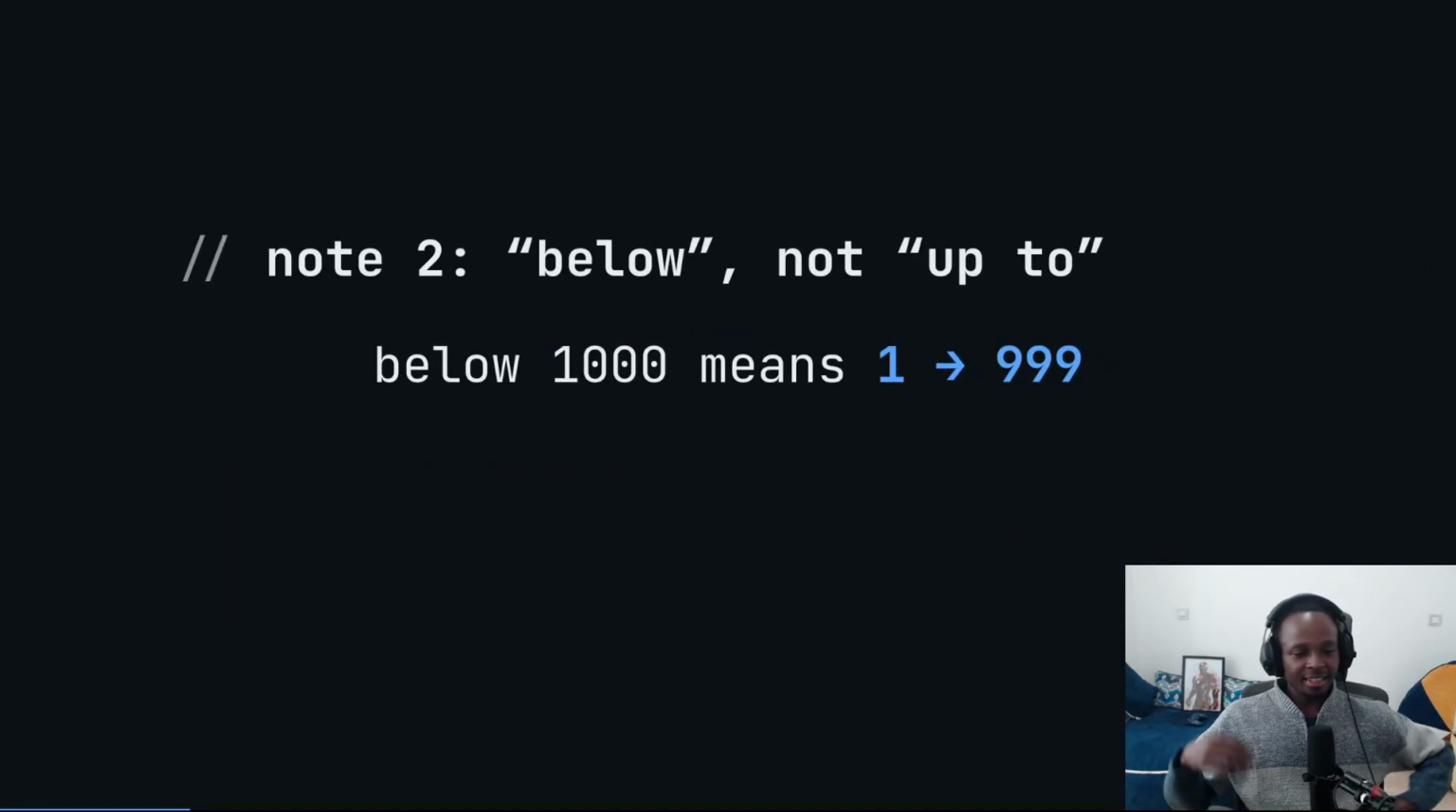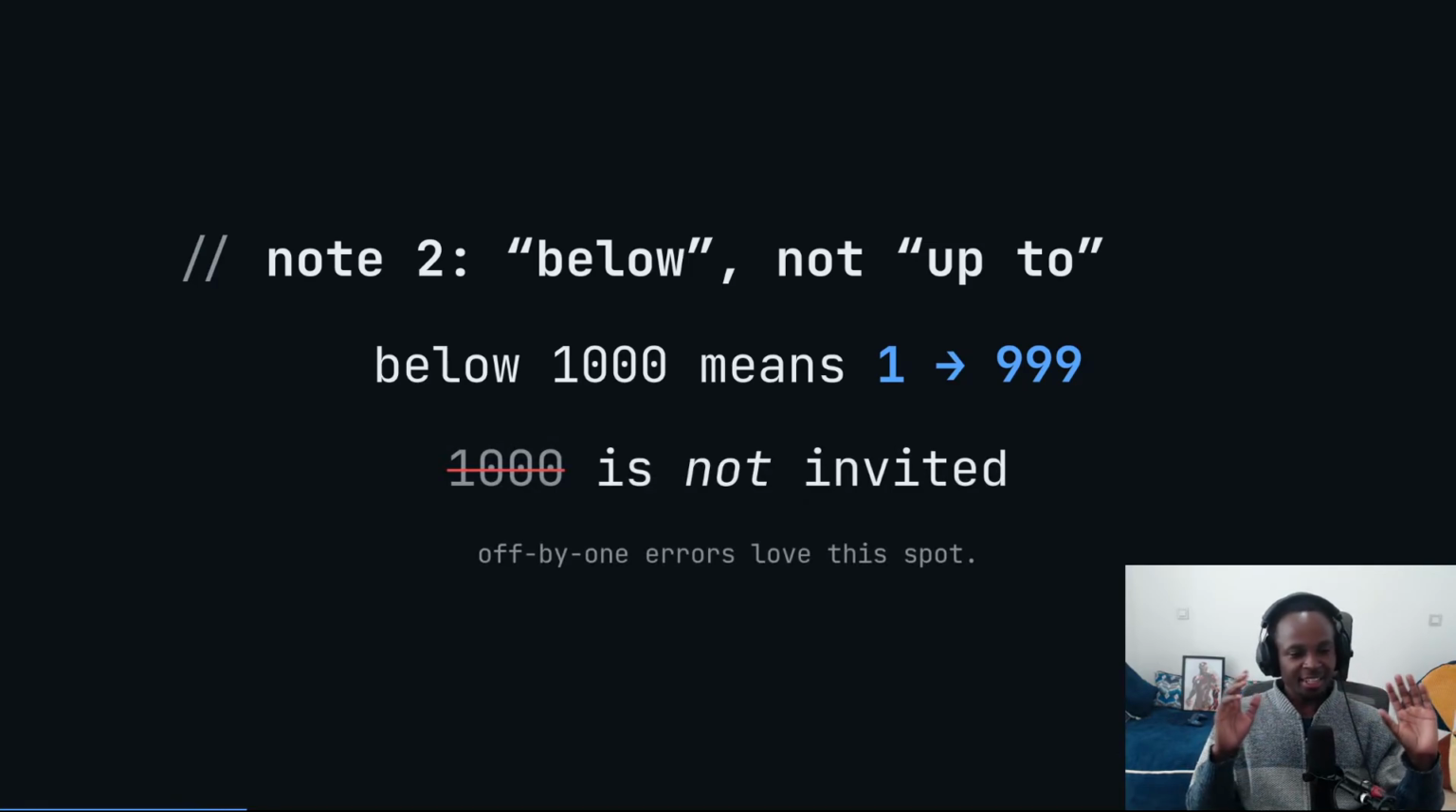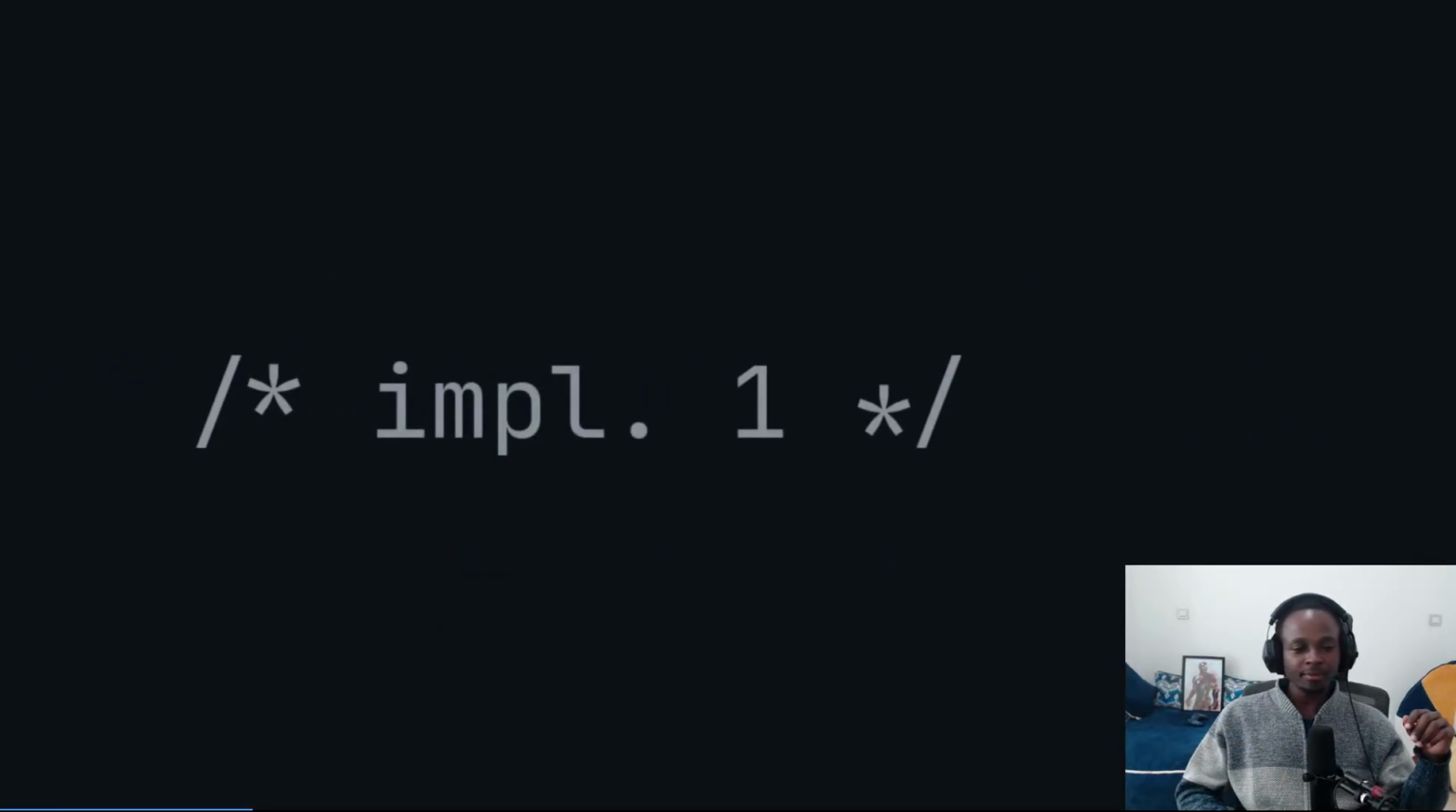And then the other thing we need to note is that we are looking for numbers below 1,000, not up to 1,000. So that means you are going to go from 1 all the way to 999. And I just noted this to myself so that I avoid those off by one errors.